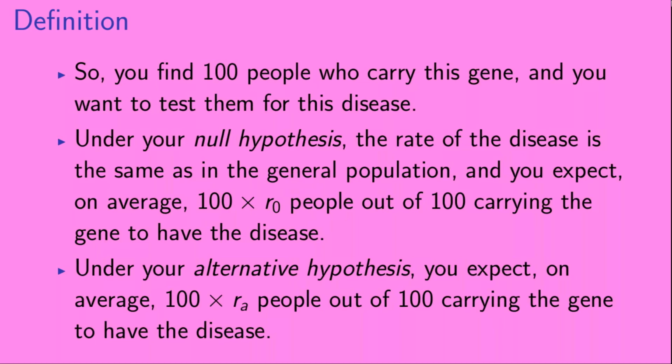So you find 100 people who carry this gene and you want to test them for this disease. Under your null hypothesis, the rate of the disease is the same as in the general population, and you expect, on average, 100 times R0 people out of 100 carrying the gene to have the disease. Under your alternative hypothesis, you expect, on average, 100 times RA people out of 100 carrying the gene to have the disease.